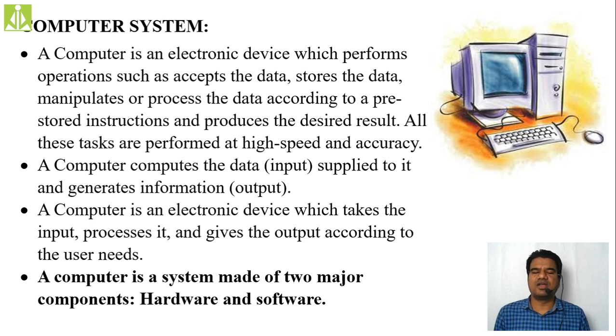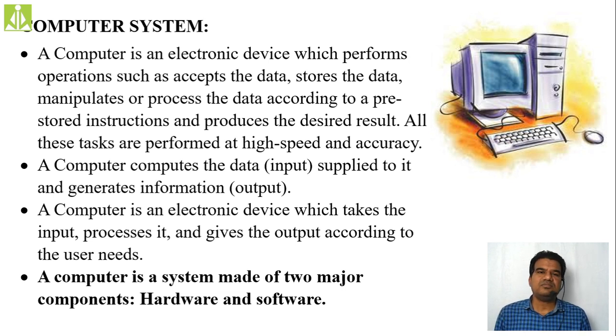Such a thing we call information. So the third definition: a computer is an electronic device which takes the input, processes it and gives the output according to the user needs. This definition also we can consider and take into our study. A computer is an electronic device which takes the input, processes it and gives the output according to the user's needs.